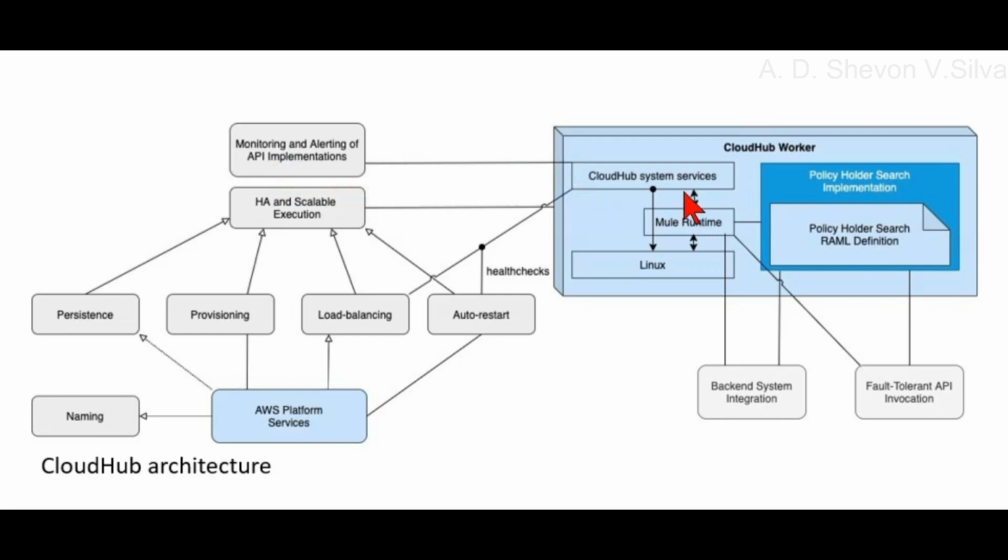CloudHub system services, Mule runtime, Linux, and the policy holder search implementation are in the CloudHub worker. Here the CloudHub system services are connected to Linux, and they interact with the Mule runtime, and the Mule runtime interacts with Linux. Here the backend system interacts with the Mule runtime and the policy holder search implementation. Here the fault tolerant API invocation interacts with the Mule runtime and the policy holder search implementation. The policy holder search RAML definition is in the policy holder search implementation.